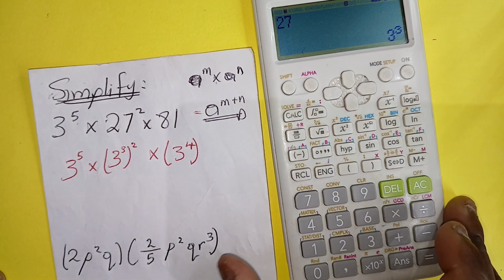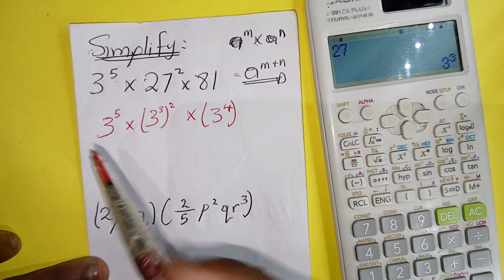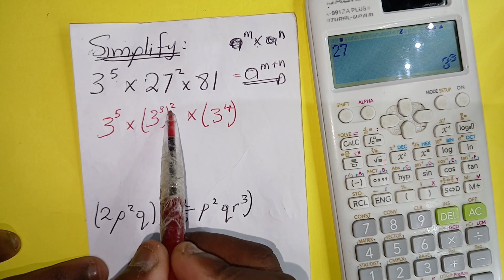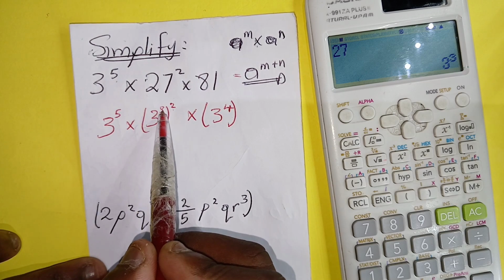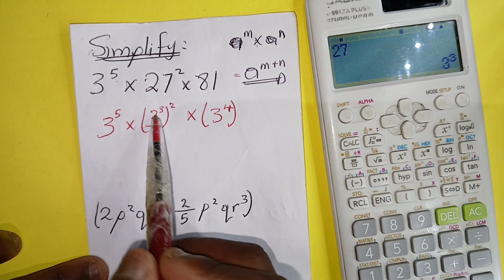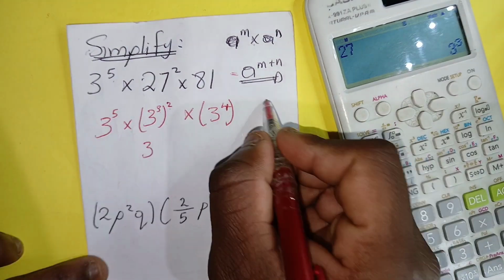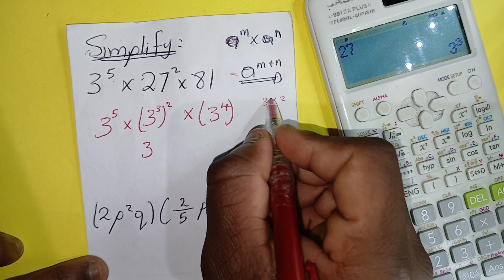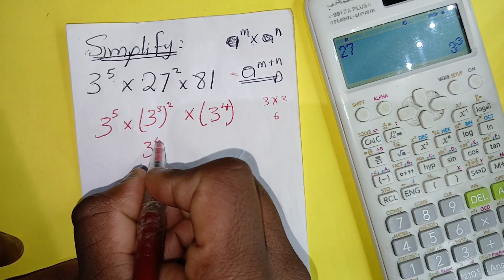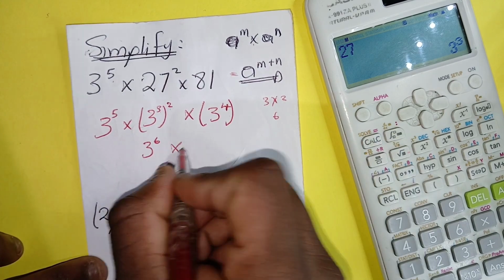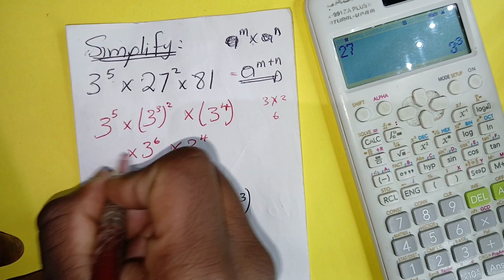Also there is a law which says that an exponent outside a bracket multiplies each exponent inside the bracket, meaning this one will be 3 multiplied by 2, which gives 6, multiplied by 3^4.